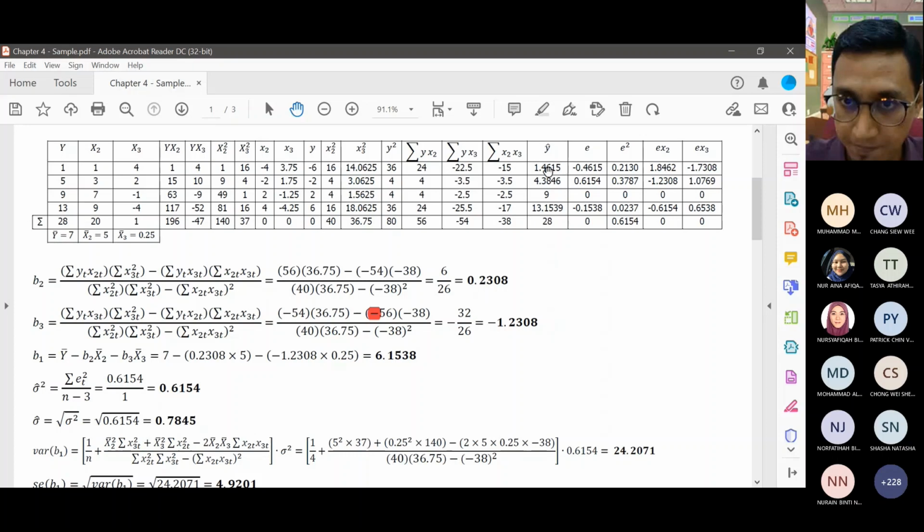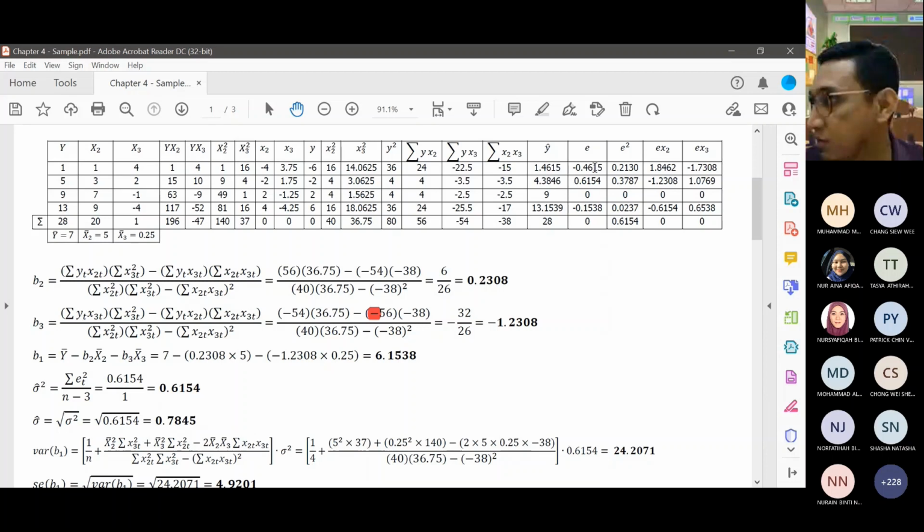Okay, 1.4615, 4.3846, 9, and 13.1539. For example, for the first observation, we have 6.1538 plus 0.2308 times 1 plus negative 1.2308 times 4. That is equal to this y hat, 1.4615. We repeat the same process for the second observation. To get 4.3846, we add 6.1538 with 0.2308 times 3, plus negative 1.2308 times 2. So we can get 4.3846. We repeat the same process for the third and last observation.